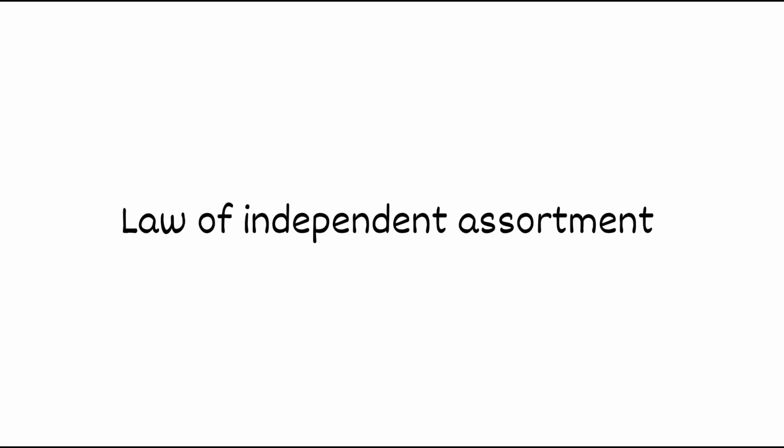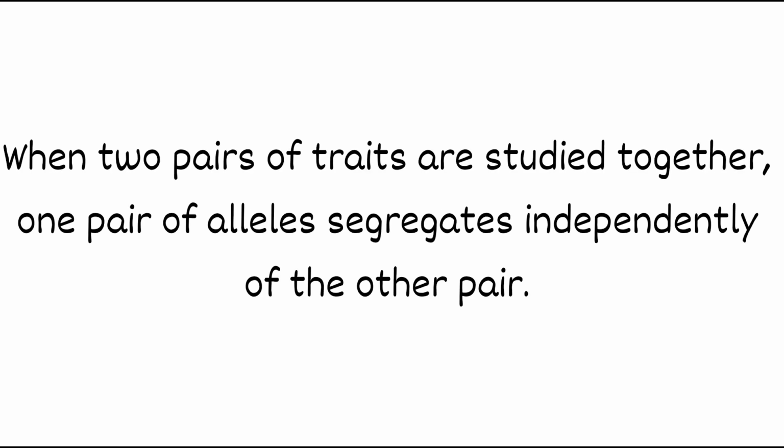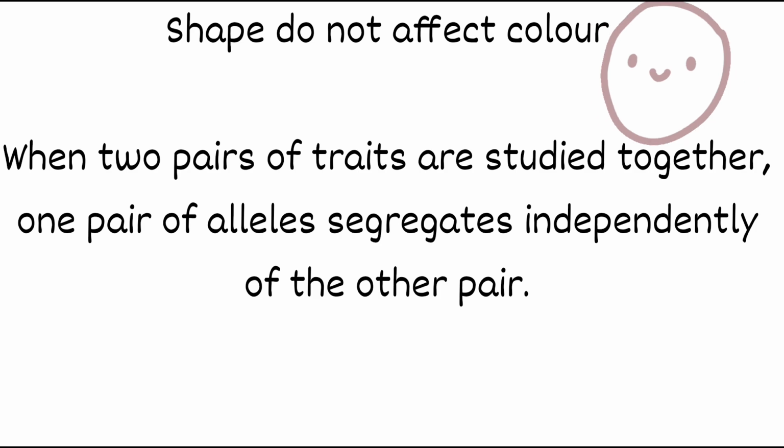What is the law of independent assortment from the dihybrid cross? Mendel gave the law of independent assortment, which means that when two pairs of traits are studied together, one pair of alleles segregates independently of the other. That means inheritance of seed shape does not affect the inheritance of seed color. So round-wrinkled and yellow-green assort independently.